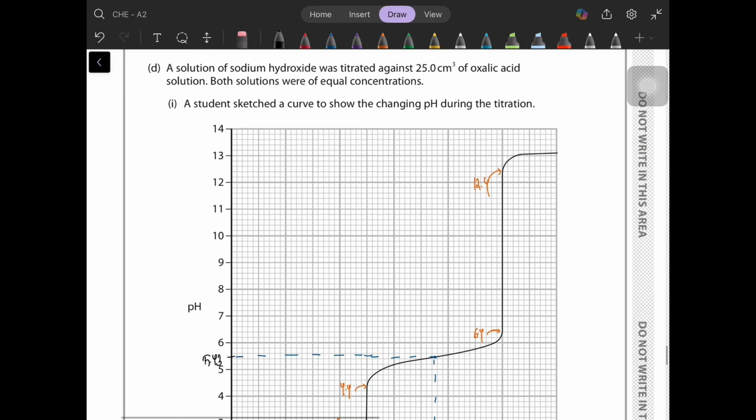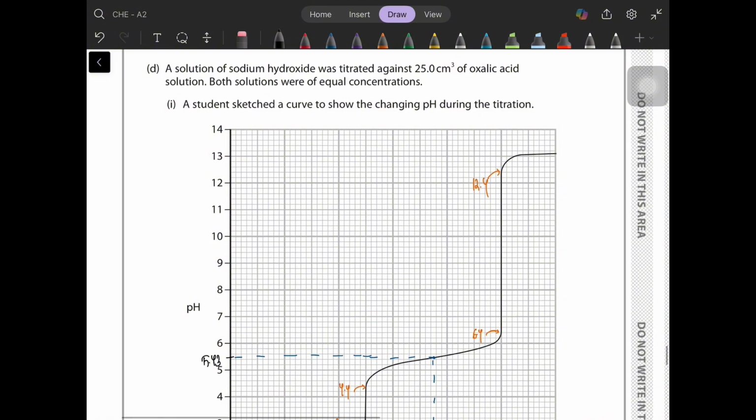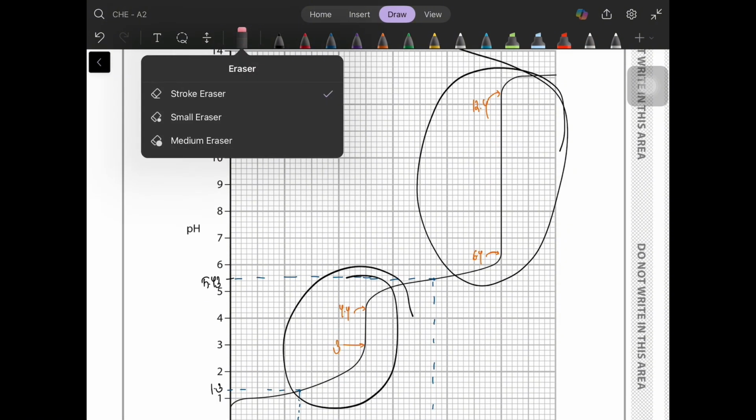Okay, a solution of sodium hydroxide was titrated against 25 centimeter cube of oxalic acid. So in this beaker you have this oxalic acid, and using a burette you are just dropping sodium hydroxide, right? And the pH is increasing. Both were in equal concentration, as the concentrations are equal, the volumes are going to be the same as well, right? So I see that there are two equivalence points, which means that this is a diprotic acid, right?